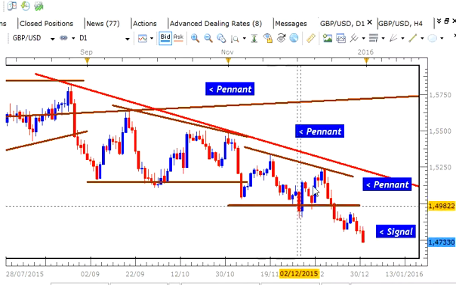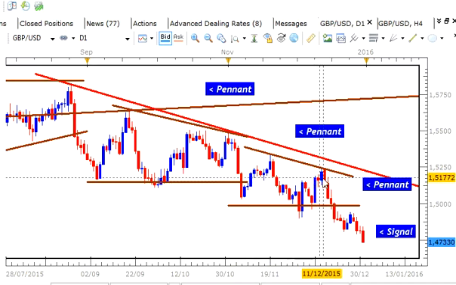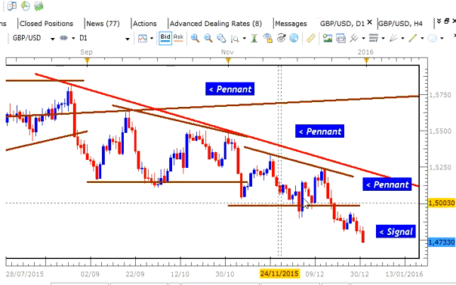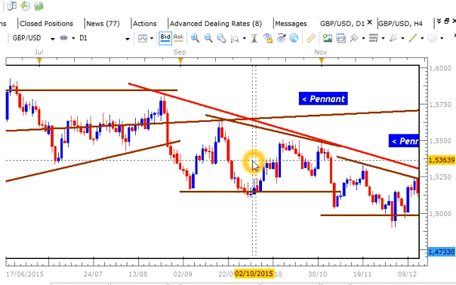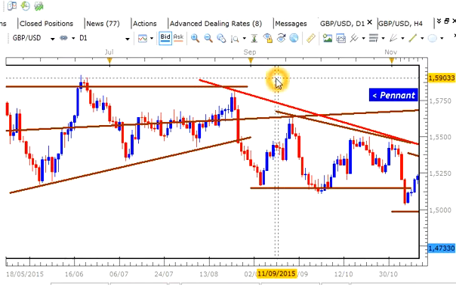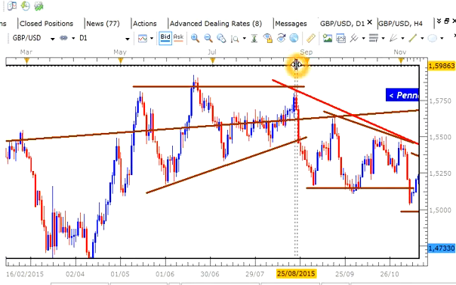So essentially what we're doing is breaking out of this, continuing the breakout from this pennant setup, which follows the formation of two previous pennant consolidations that were formed, as you can see here.